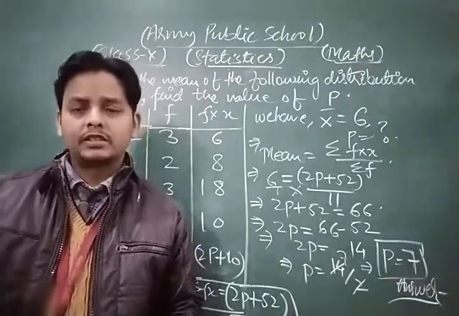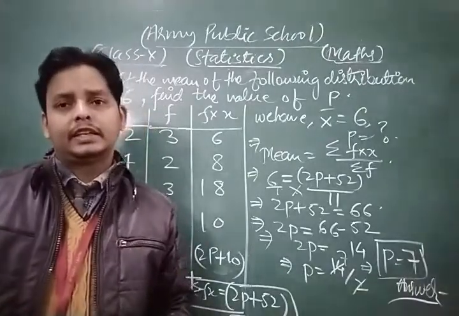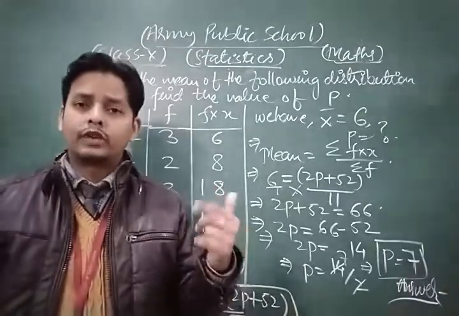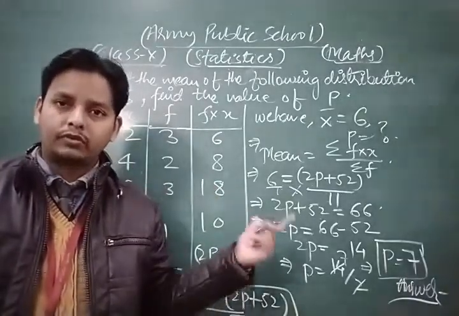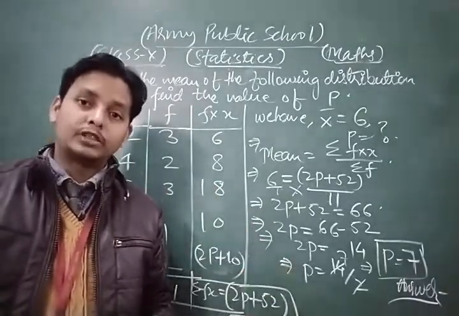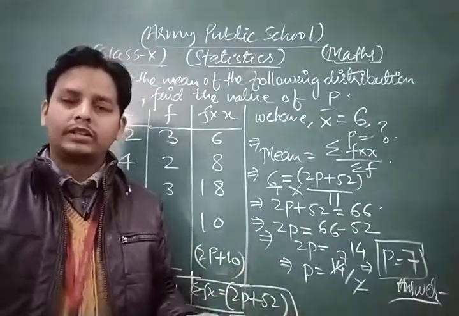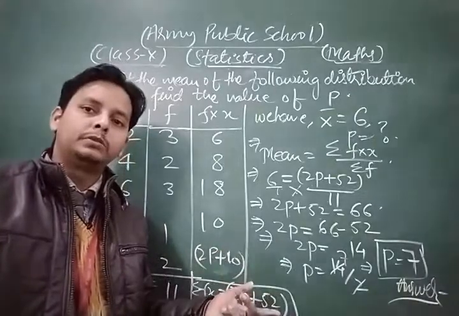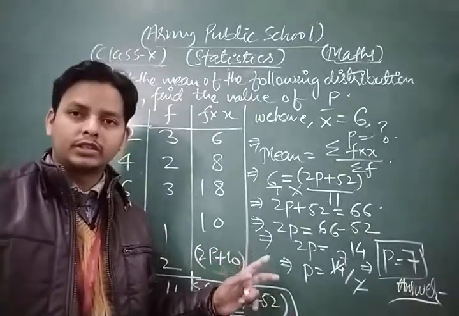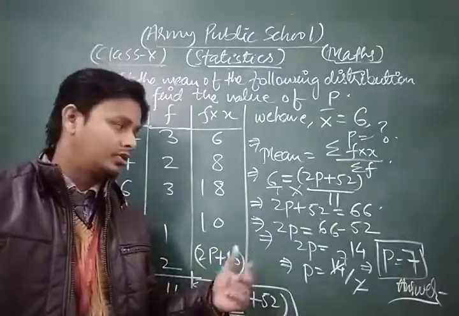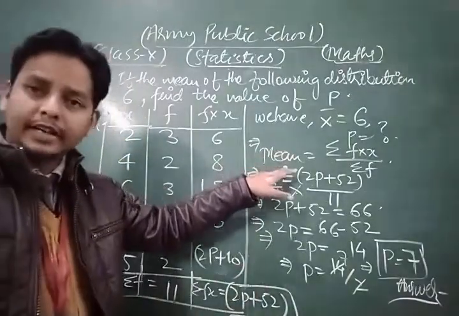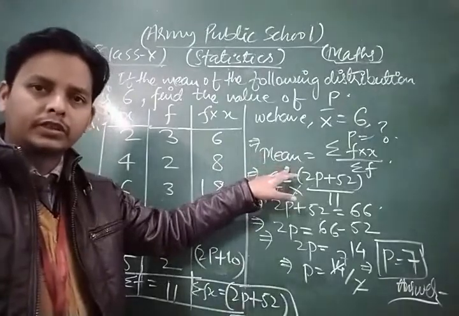Now in the next class we take and discuss the formula for calculating the mean of this type of distribution by the assumed mean method. Then we solve questions according to that formula. First, in today's class we take and solve the questions based on the mean. So this is the direct method of finding the mean of the given distribution.